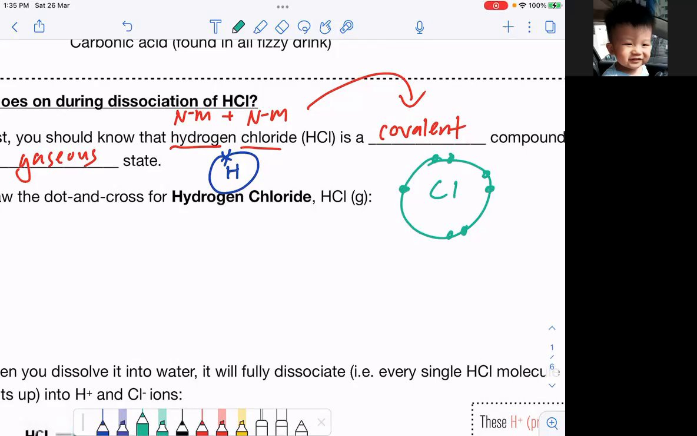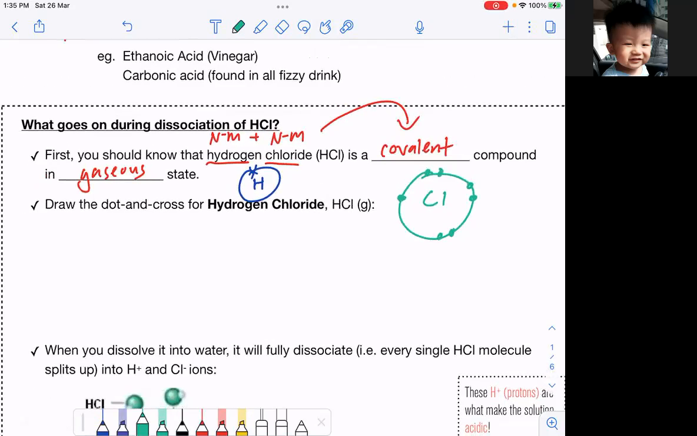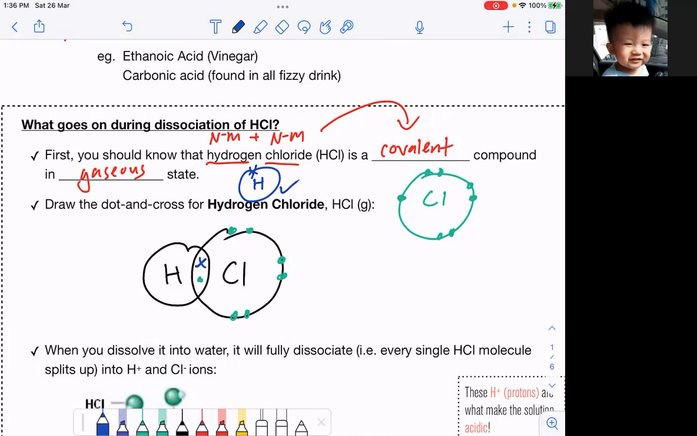So if I drew the outer shell like that, I haven't drawn the dot and cross yet. So I'm trying to merge them. We just had this lesson for the last 2 weeks. So to covalently bond them, I'm just continuing the color code. All must draw this. This is HCl, a covalent molecule, a covalent compound, resulting from an H atom and a Cl atom covalently bonded together.